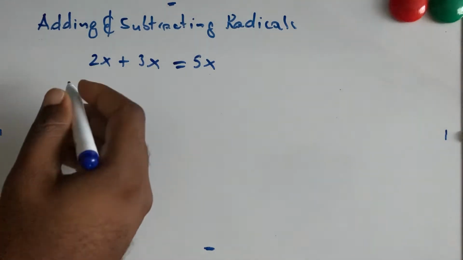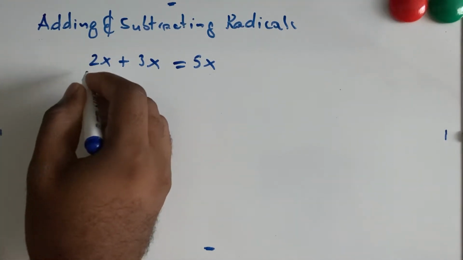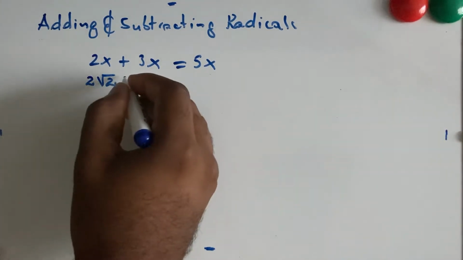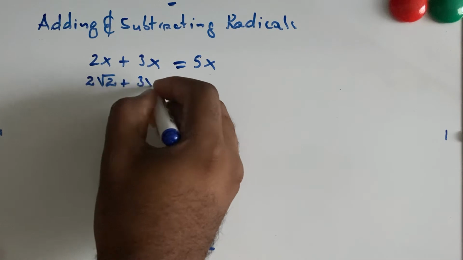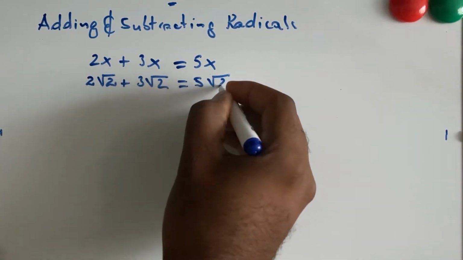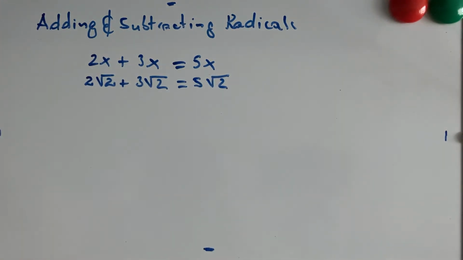Very simple. Same way, if you have 2 square root of 2 plus 3 square root of 2, this will be 5 square root of 2. Same principle, same way. When you say like terms, you say like radicals. You deal with this the same way as if you had terms. Like terms, like variables, like radicals, same thing.